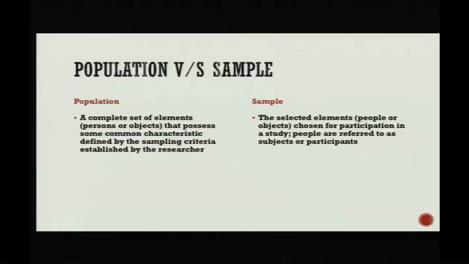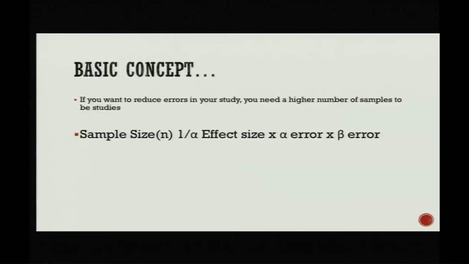So the basic difference between a population and a sample is that a population is a complete set of elements that possesses some common characteristics which are defined by the sampling criteria established by the researcher, whereas a sample is a selected set of elements chosen for participation in a study. People are referred to as subjects or participants. So one must understand this basic concept in sample sizes. If you want fewer errors in your study, you need more people, or more samples, to be studied.